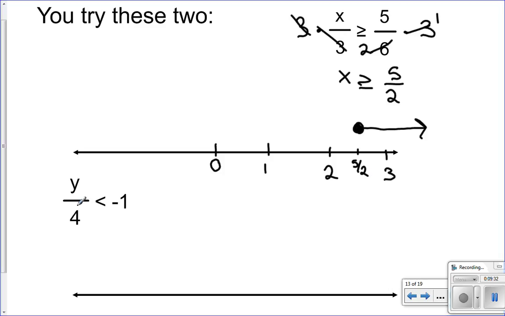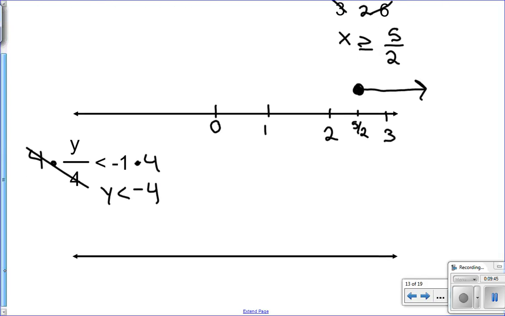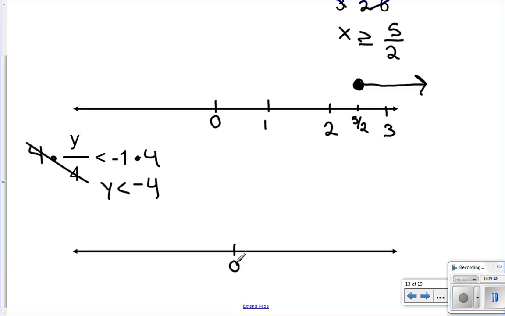y divided by 4 is less than negative 1. I multiply both sides by 4. And I get y is less than negative 4. It's everything less than negative 4, so it's an open circle. It's everything to the left of it. It's everything less than negative 4, so everything's smaller than it.